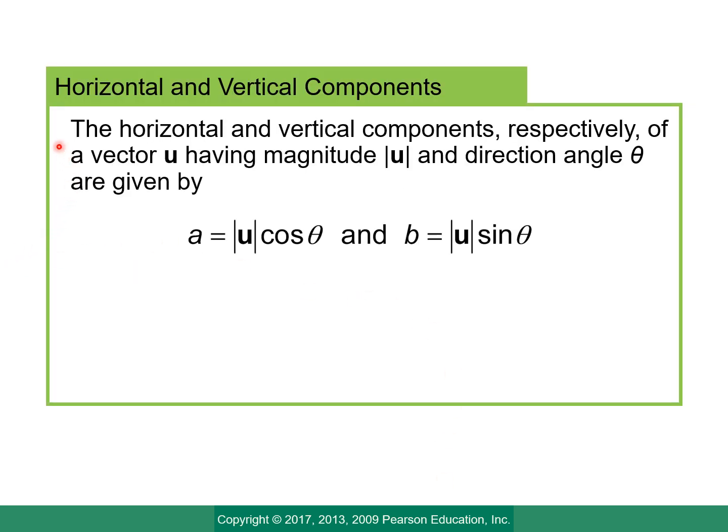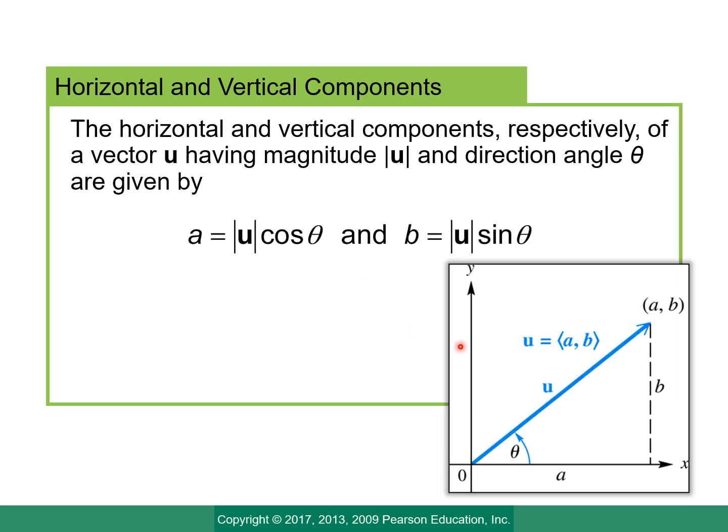Now, another way to look at the horizontal and vertical components is to use this formula. So the horizontal component is equal to the magnitude of your vector times cosine theta. Your vertical component is equal to the magnitude of your vector times sine of theta. And this isn't a random formula. You can see why, and I'll show you.